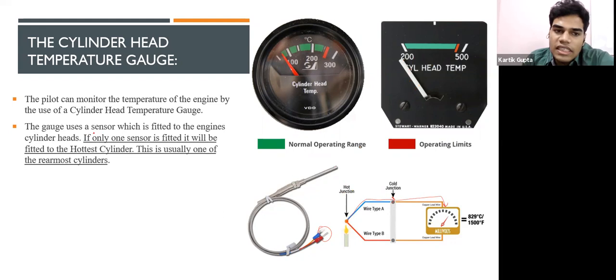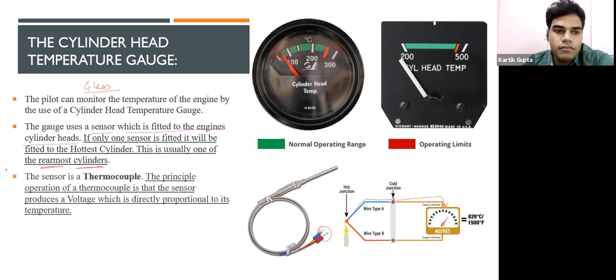The gauge uses a sensor, as I told you, which is fitted to the engine cylinder heads. If only one sensor is fitted, it will be fitted to the hottest cylinder. Otherwise, it is fitted on all of the cylinders. In our aircraft like DA-40s and all the glass cockpits, they have it in all of these cylinders. But if we can only manage one cylinder, then it will be on the hottest cylinder, which is usually the rearmost cylinder. This is really important. That's why I have underlined it.